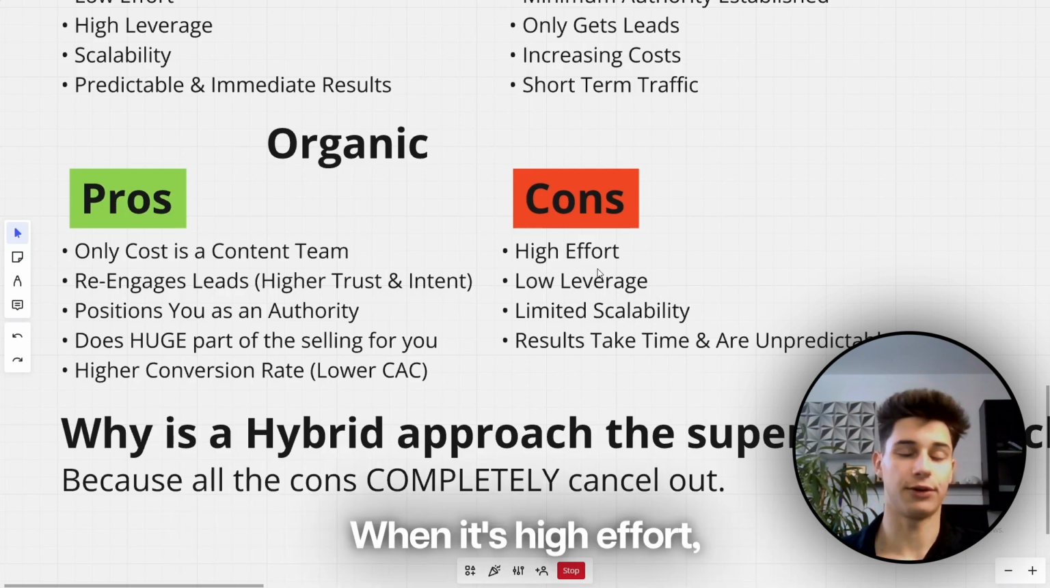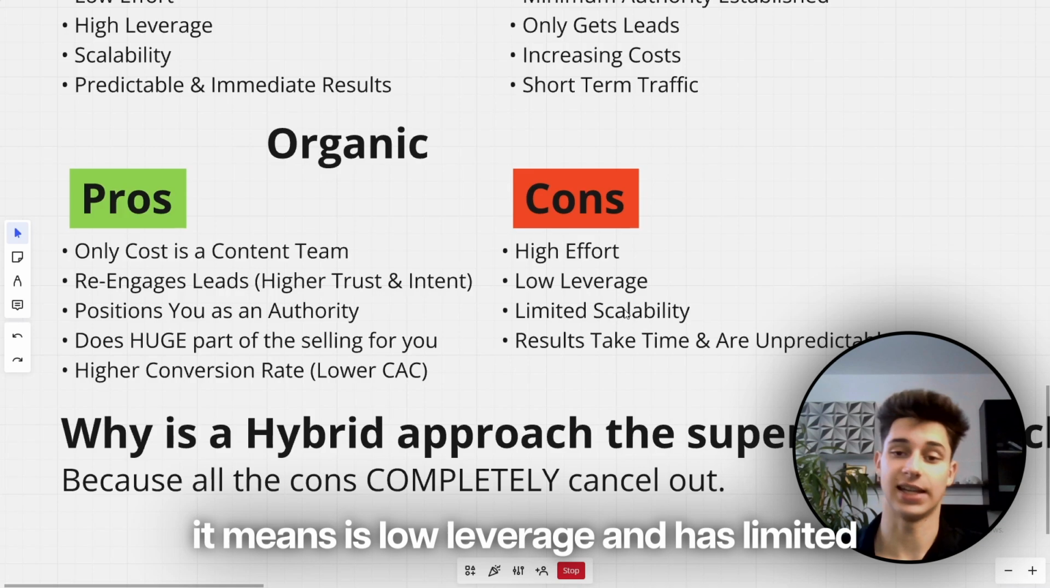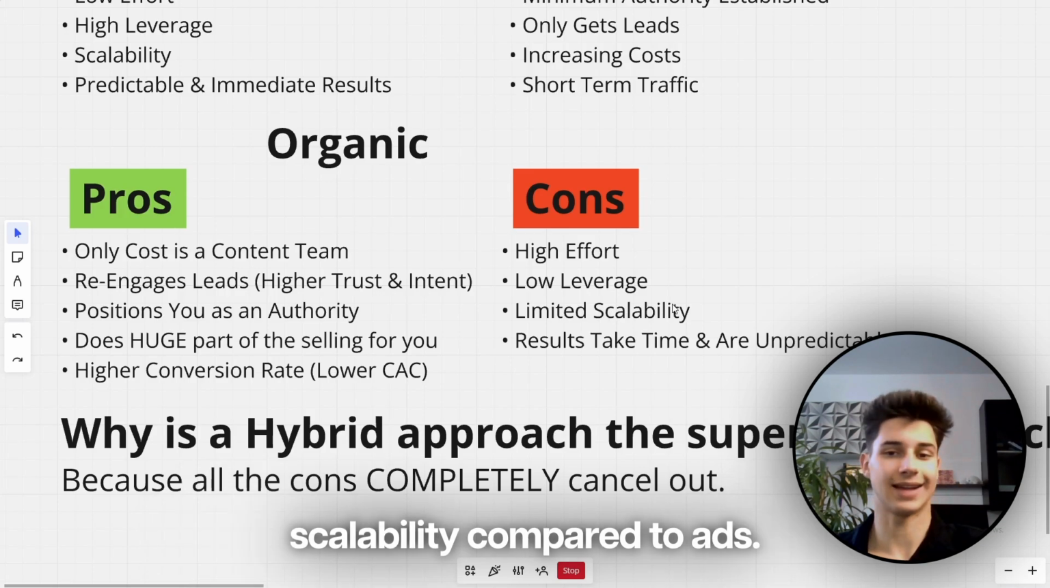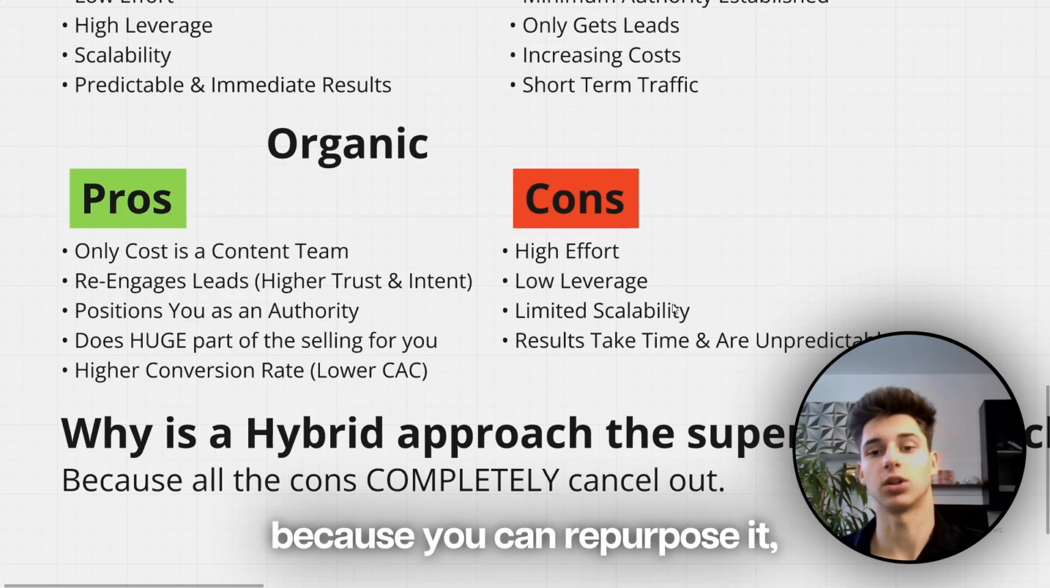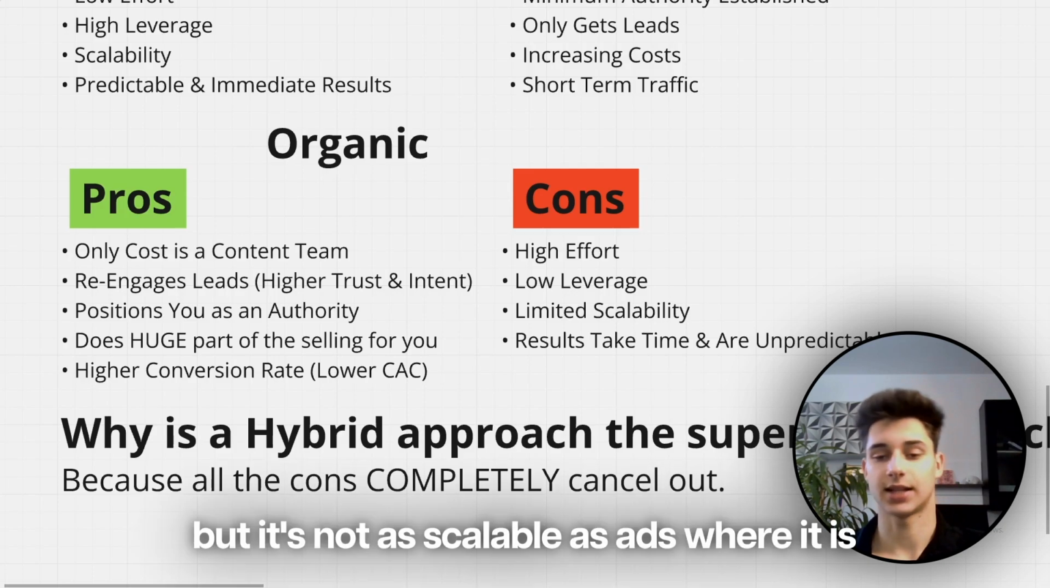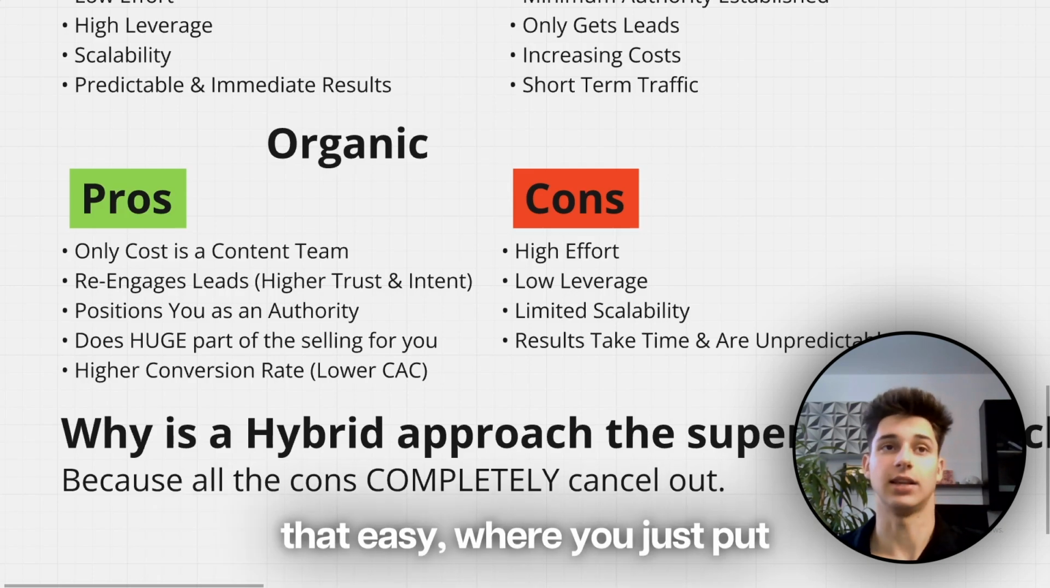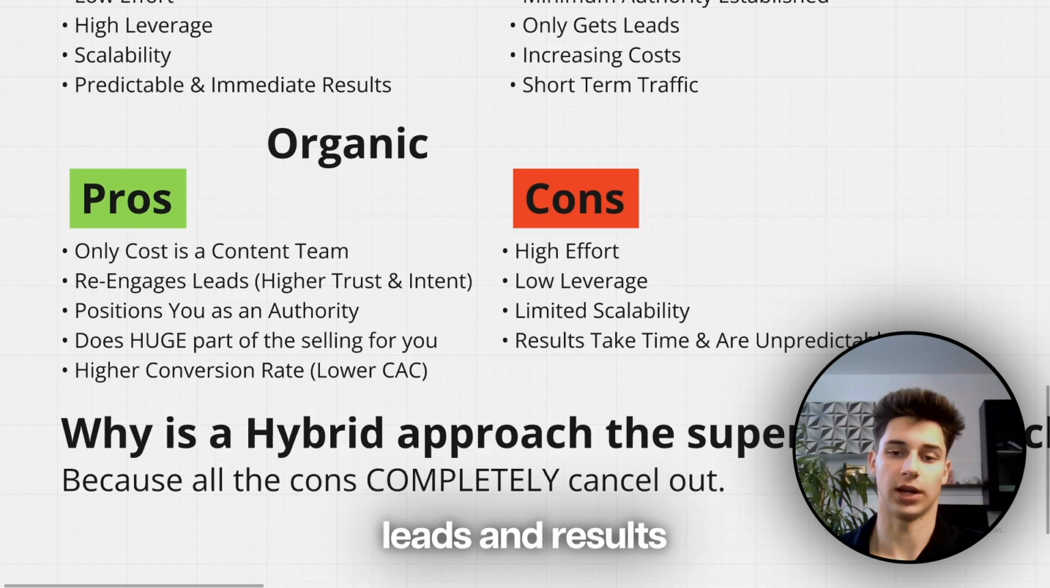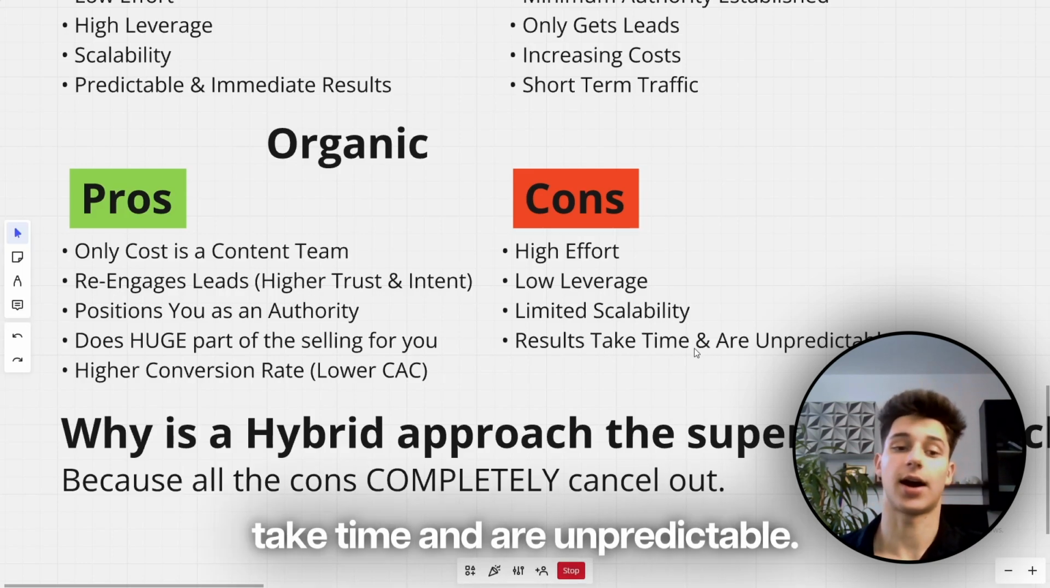The cons of organic, though: it's high effort because you have to hop on camera. When it's high effort, it means it's low leverage and it has limited scalability compared to ads. Organic content is indeed scalable because you can repurpose it, but it's not as scalable as ads, where it is that easy, where you just put in more money, you get more leads. And results take time and are unpredictable.